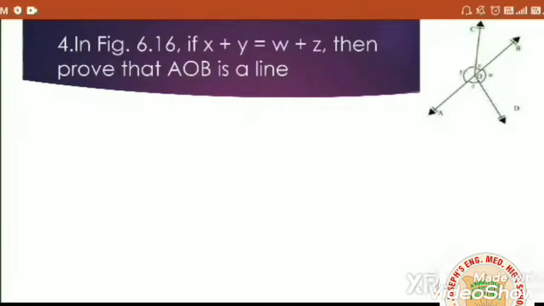We need to prove that AOB is a line. That means we have to show that angle AOB is equal to 180 degrees, because a line has an angle of 180 degrees itself. Okay, so we have to prove it. So how are we going to prove it?